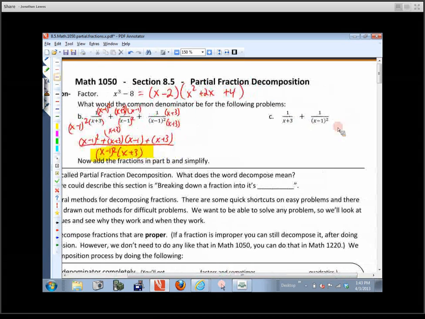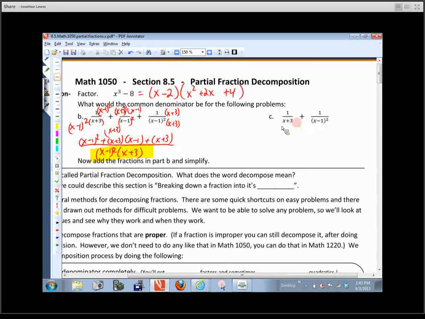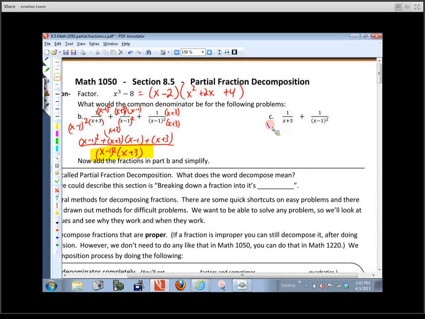I want to get the common denominator for this addition problem. What does this one need? Needs an x minus 1 quantity squared, which means I need to multiply the top and the bottom by x minus 1 quantity squared. And what does this one need? This one needs an x plus 3. Okay, now I'm not going to bother to, well, let's go ahead and do it. The denominator is x minus 1 quantity squared and x plus 3. And then the numerator would be x minus 1 quantity squared and then x plus 3.